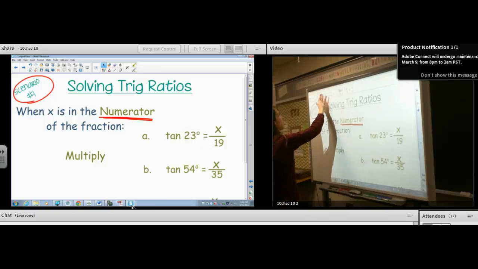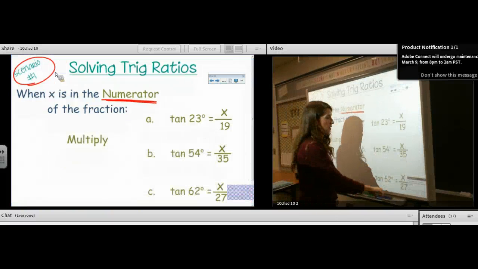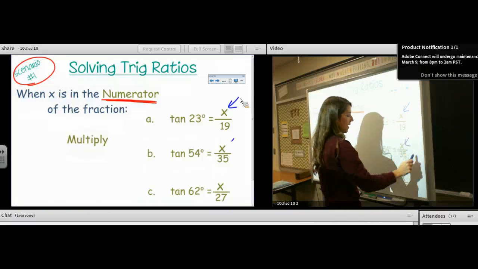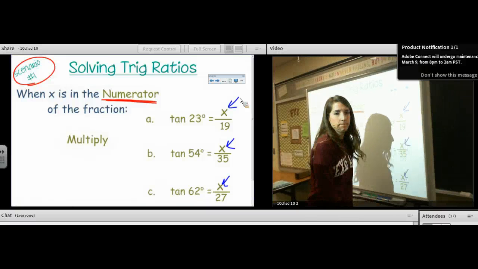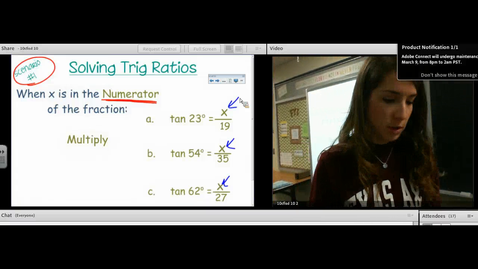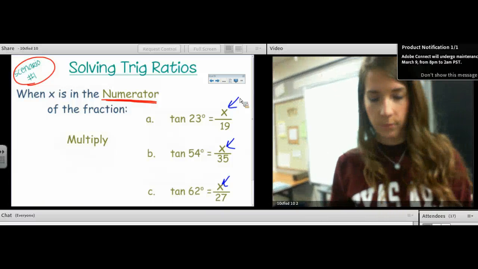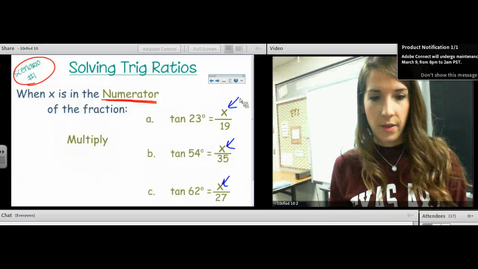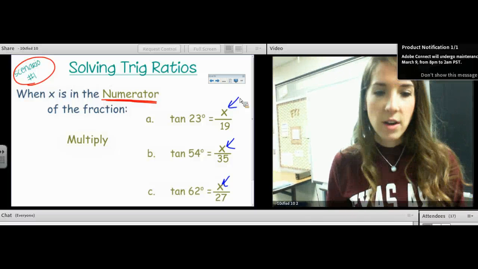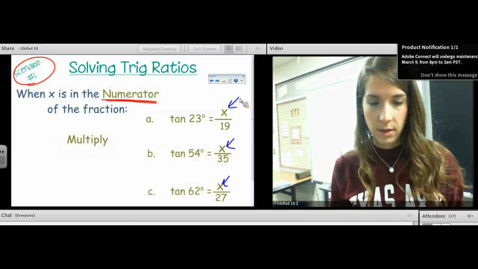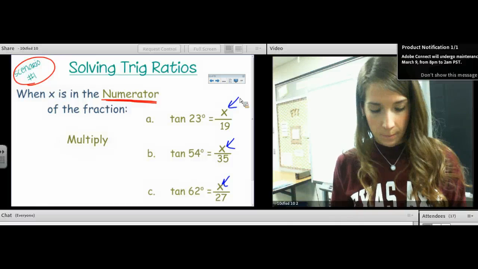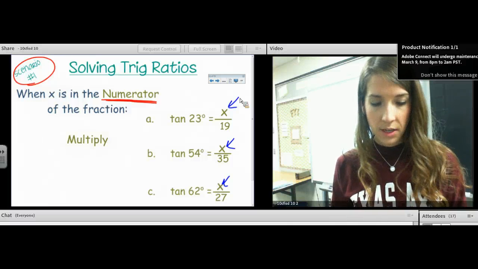So I want you to do all of these. I want you to do A, solve for x, B, solve for x, C, solve for x. Go right now in your calculator. I want you to round to the nearest tenth. Your computer calculator can do it, Helaman. You're right. Round it to the nearest tenth.